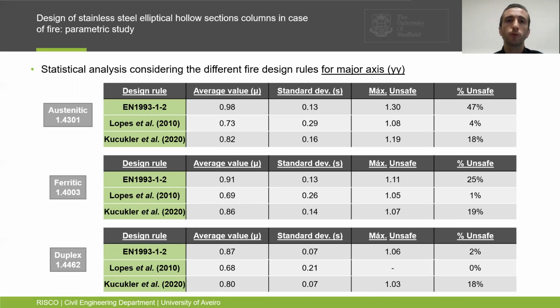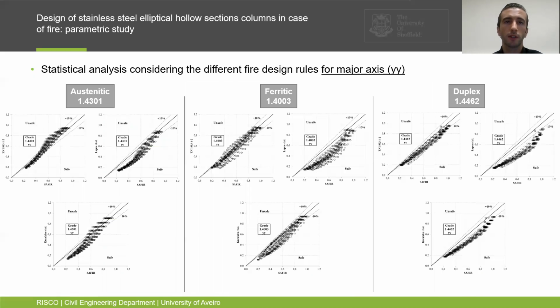In contrast, the Lopes et al. proposal for I sections shows few unsafe results. However, this design curve is too conservative. In the case of the Kucukler et al. proposal curve for I sections, it can be concluded that it is not well adjusted for the resistance values resulting from stainless steel profiles with an elliptical section, as is visible in this chart.